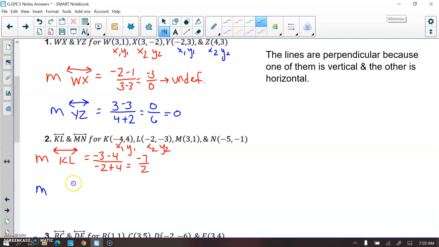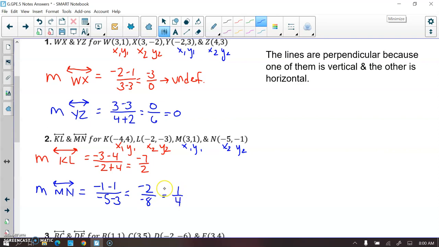And then I'm going to find the slope of line MN by labeling the points x1, y1, x2, y2. And so I have y2 minus y1 all over x2 minus x1. And I wind up with the slope of -2 over -8, which reduces to a +1/4.